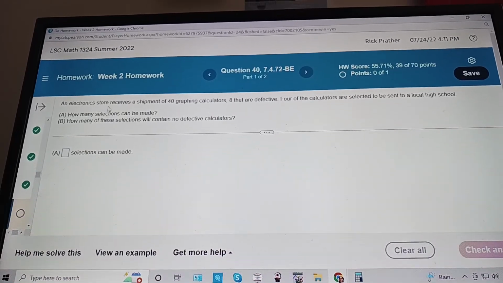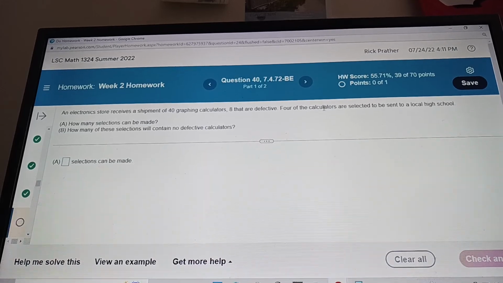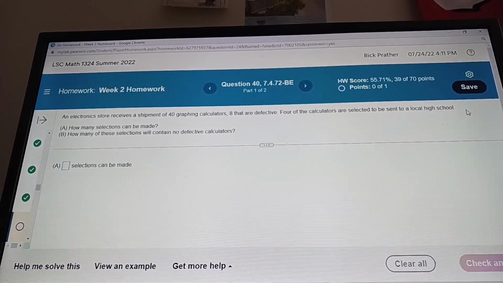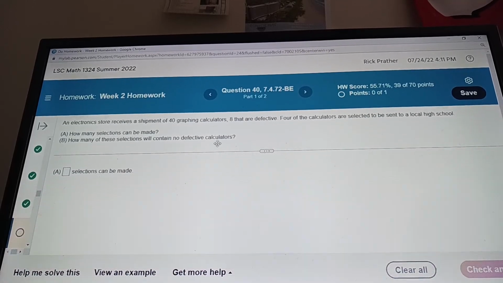An electronics store receives a shipment of 40 graphing calculators. 8 of them are defective. 4 of the calculators are selected to be sent to a local high school. How many selections can be made? And then how many will contain no defectives?